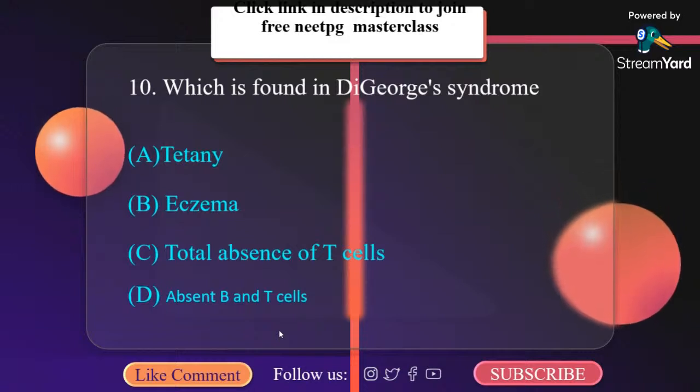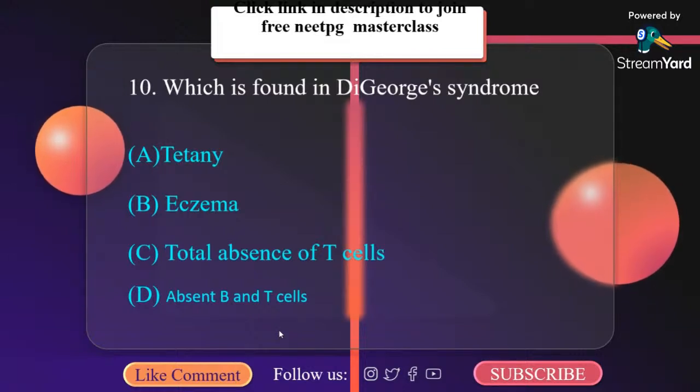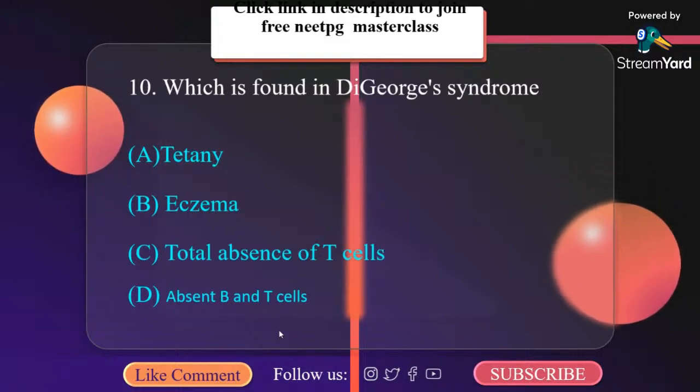Which is found in DiGeorge syndrome? Well, this is a very important question. DiGeorge syndrome: A. Tetany, B. Eczema, C. Abscess, total absence of T cells, D. Abscess, B cells, T cells.